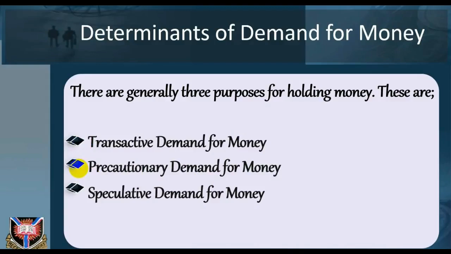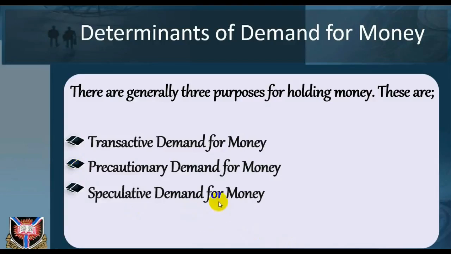The higher the rate of interest, the higher the opportunity cost of holding money, and invariably the less the amount of money held for precautionary motive. However, the total amount of money held for this purpose varies directly with the size of the national income.